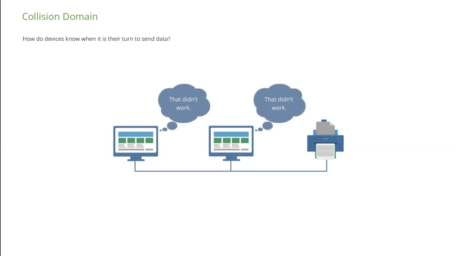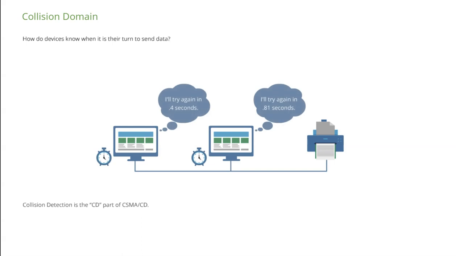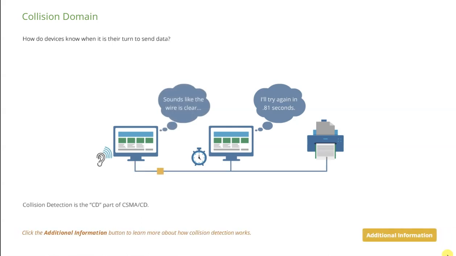This condition is known as a collision, and this is where collision detection, the CD part of the CSMA-CD, comes into play. When a collision occurs, both transmitting devices stop transmitting, wait a random amount of time, and attempt to transmit again when the wire is idle. Click the Additional Information button to learn more about how collision detection works.